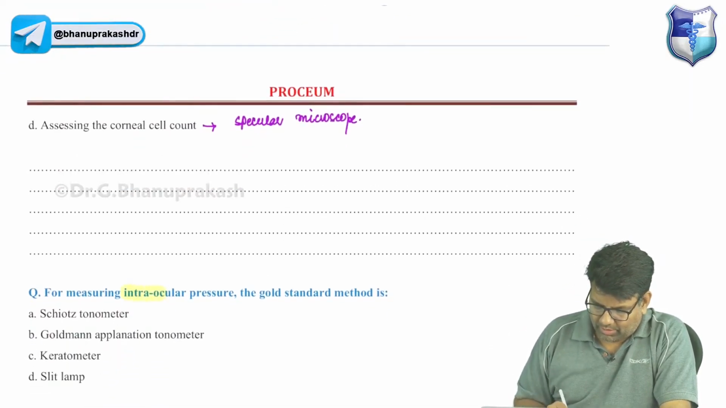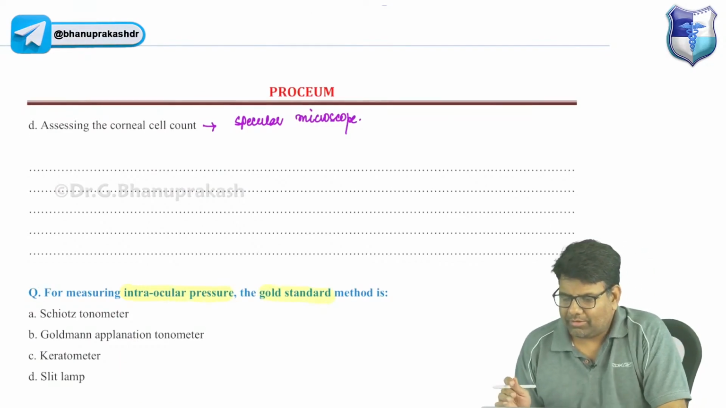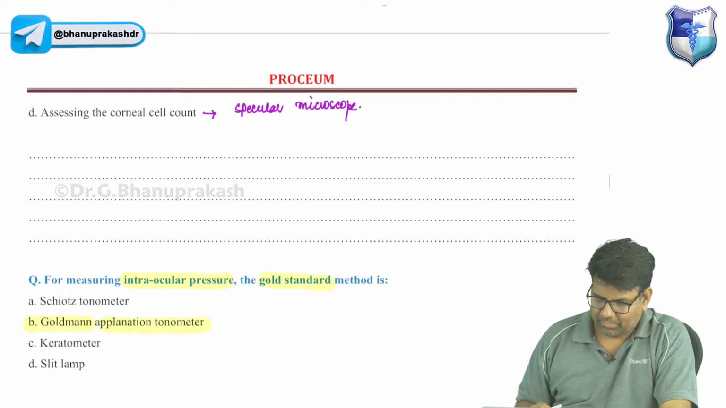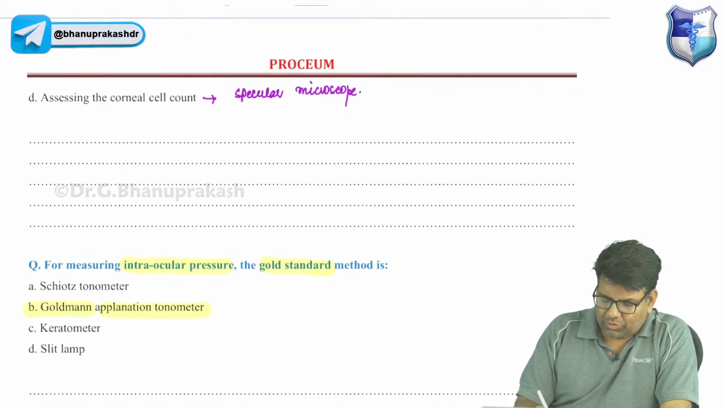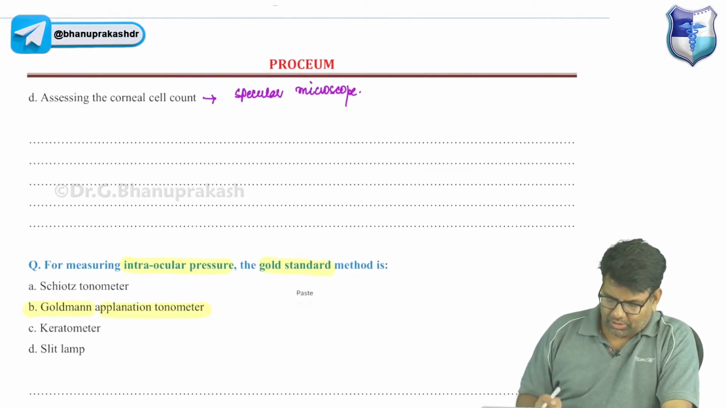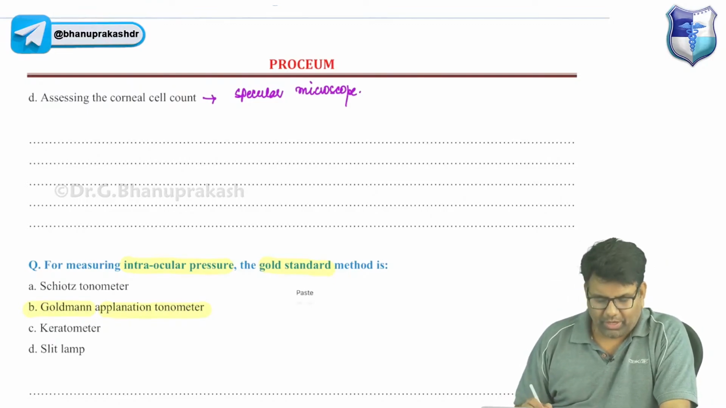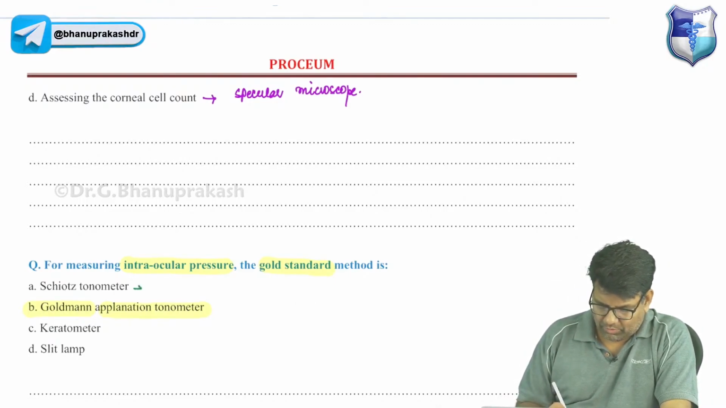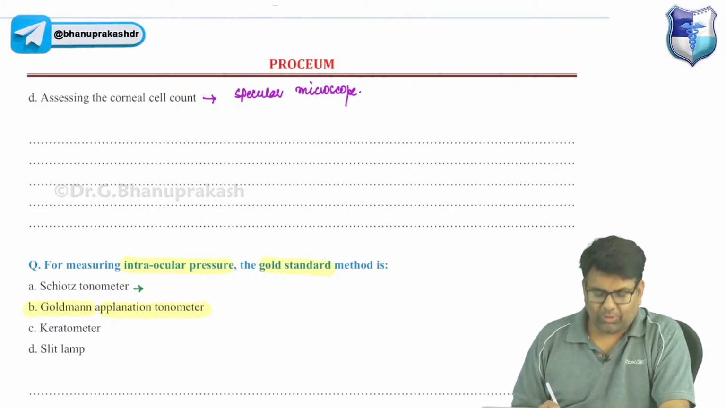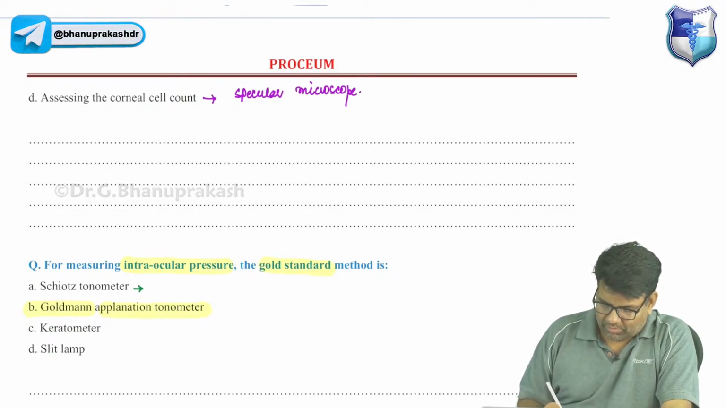Now, for measuring intraocular pressure, gold standard. Yes, Raghu, you are absolutely right. That is Goldmann applanation tonometer. Yes, everyone is right. It is B. Usually in routine OPD or otherwise we use Schiotz tonometer, which is the commonly used instrument to measure intraocular pressure. But there is always some error because of the concept of scleral rigidity.